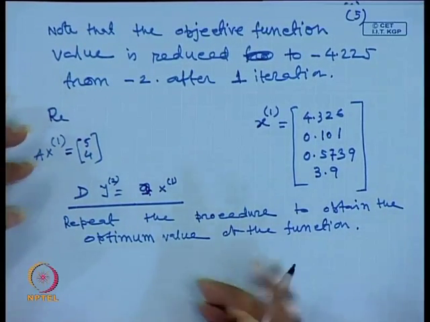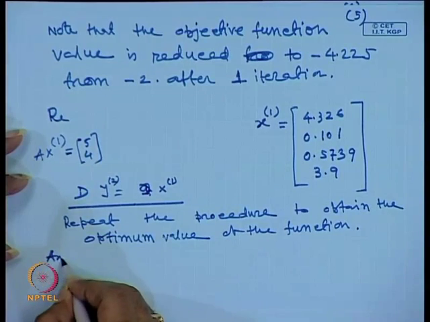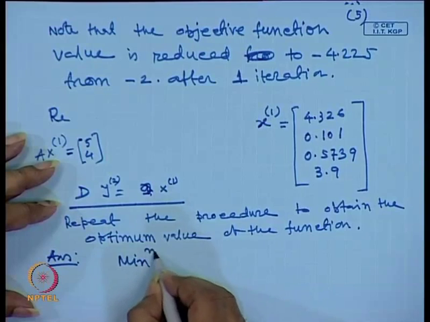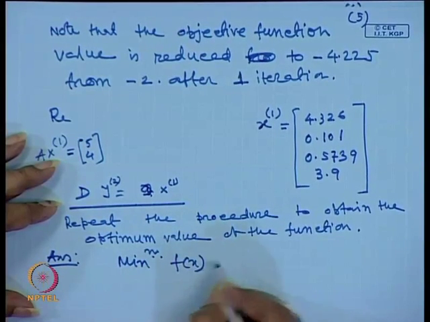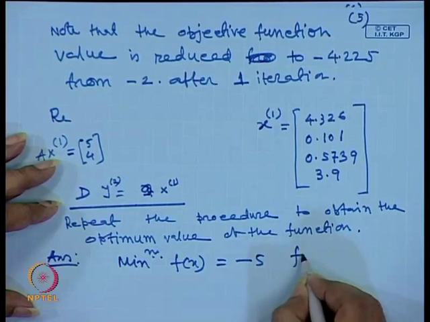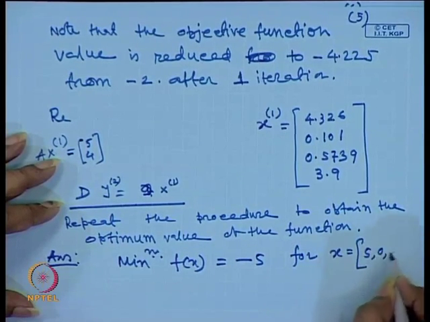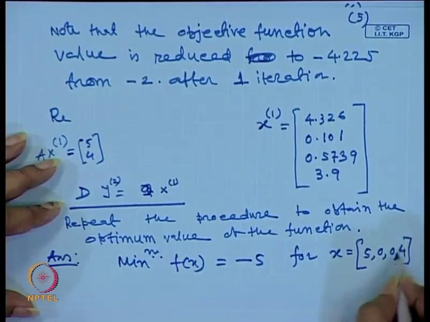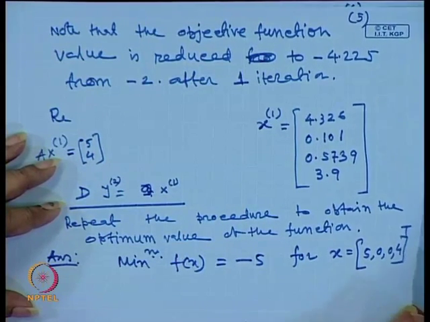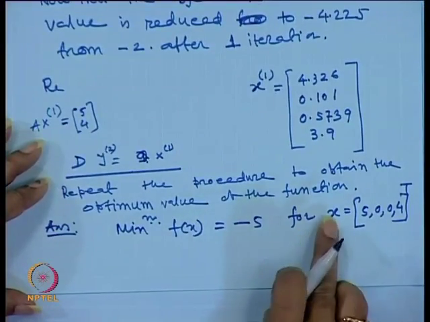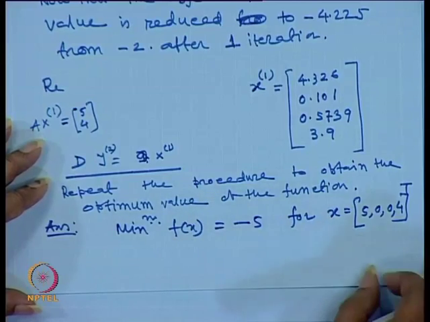Agree? So, you do another iteration, you will see the minimum value of the function f of x is equal to minus 5 for x is equal to [5 0 0 4] transpose. And physically also you can see this, that you will get the value of the function is minus 5 from the statement of the problem. Let us see the statement of the problem, what is this.